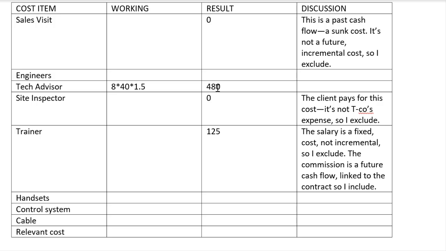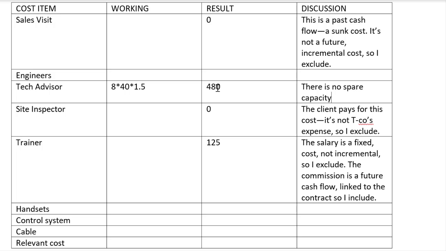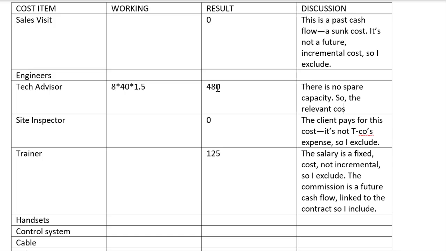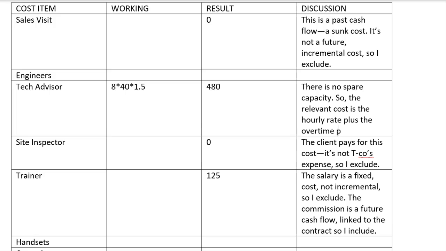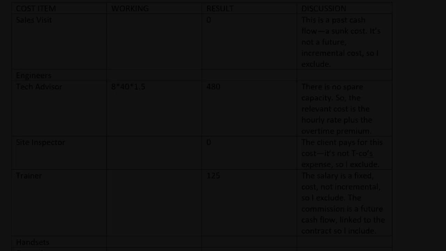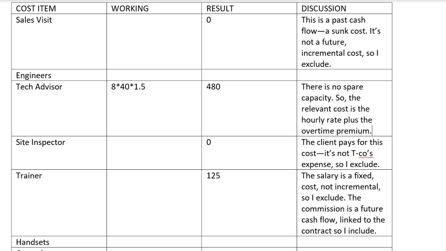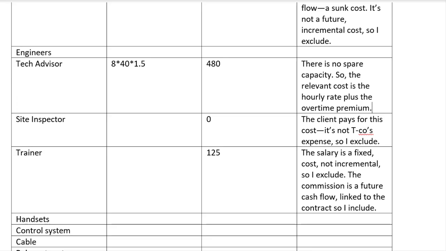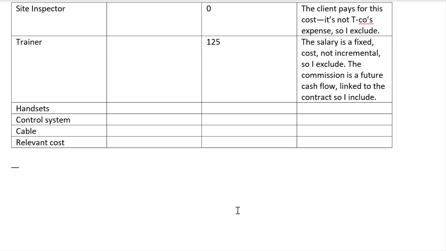And let's explain, give detailed notes. There is no spare capacity, so the relevant cost is the hourly rate plus the overtime premium. Okay, friends, we are doing great here. We're going in the order of easy marks first. We have now done 4 easy things. Let's go to some medium level workings, and we can now come down and do the cable.